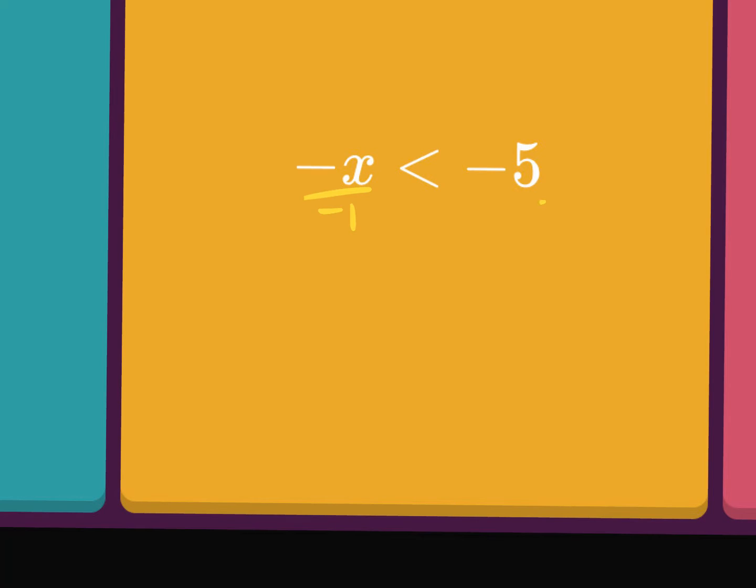Divide by -1, divide by -1, or multiply both sides by -1. And again, you're going to have to flip that inequality symbol. That's going to become a positive x. The less than becomes greater than, because we divide by a negative, and that becomes a +5.